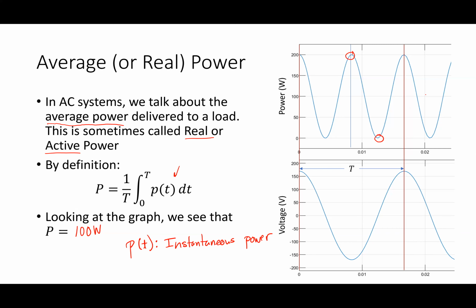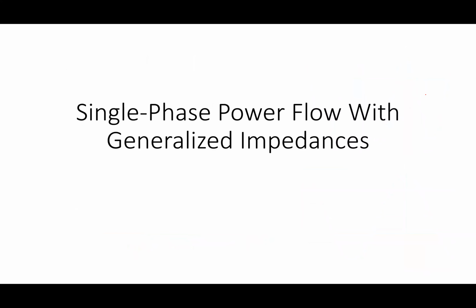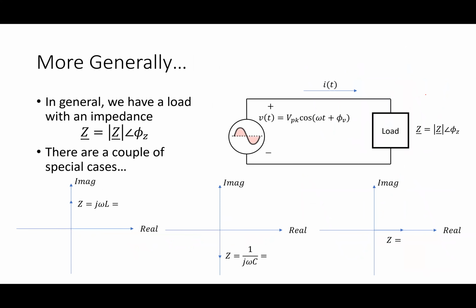All right, so this is important, but what happens if I get a different picture? What happens if I get what I call a generalized impedance? So instead of having a resistor, let's say what I've got is some load which has some impedance.